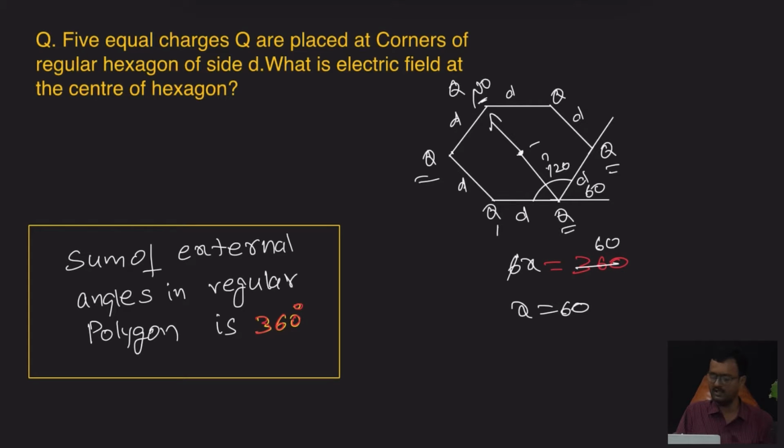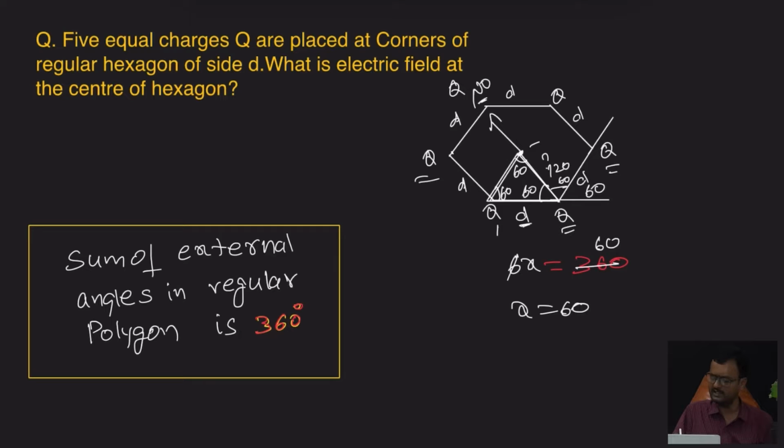This is a regular hexagon, so it bisects the angle equally. So this is 60 and this is also 60 degrees. I draw another line to this point, so this is also 60 degrees. So what is the remaining angle? It becomes 60 degrees. So it is an equilateral triangle.